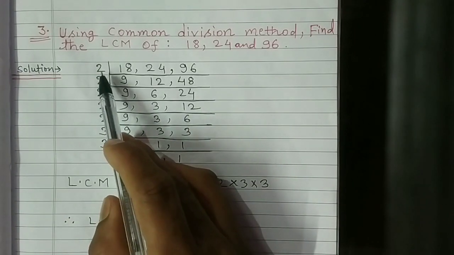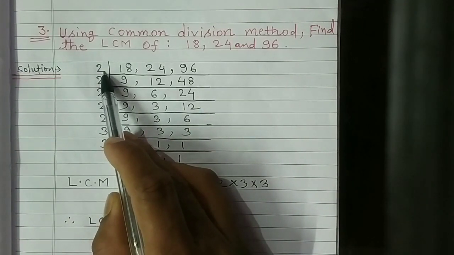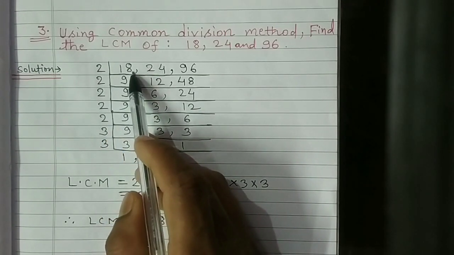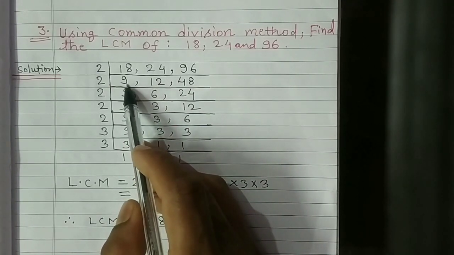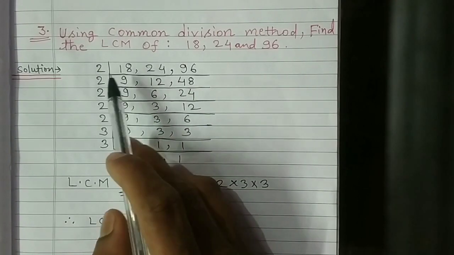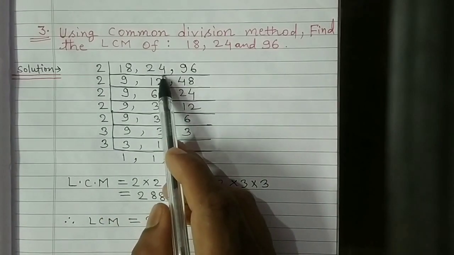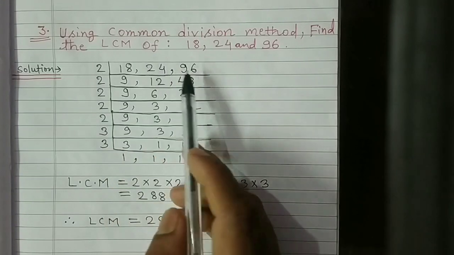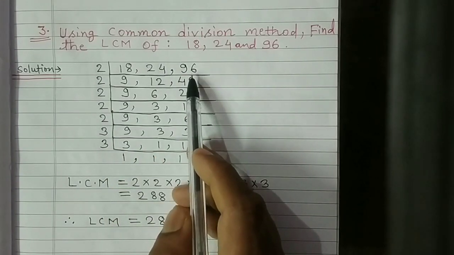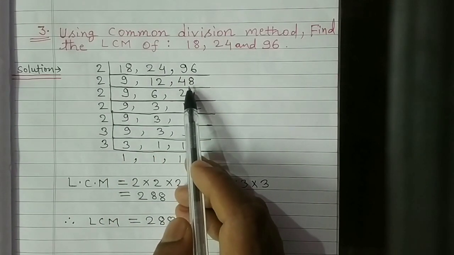So I have written the first prime number 2 here. This 2 will divide 18, and the quotient will be 9, so I have written 9 here. This 2 will divide 24 and the quotient will be 12. And this 2 will divide 96 and the quotient will be 48.